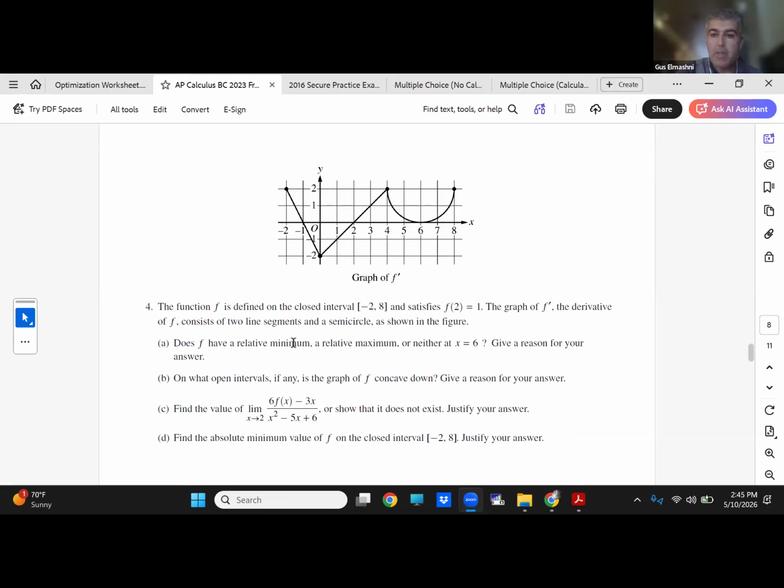Okay. So the graph of f prime is provided, and f of 2 equals 1. They tell us that. Does f have a relative min, relative max, or neither at x equals 6? So what do you guys think? I'll wait for you guys to chime in. You don't have to write the justification. I'll talk about that, but just tell me whether f has a relative min, max, or neither at x equals 6. Is it neither? Neither, right? Correct. Why? Because it doesn't cross the x-axis. There's no sign change, correct?